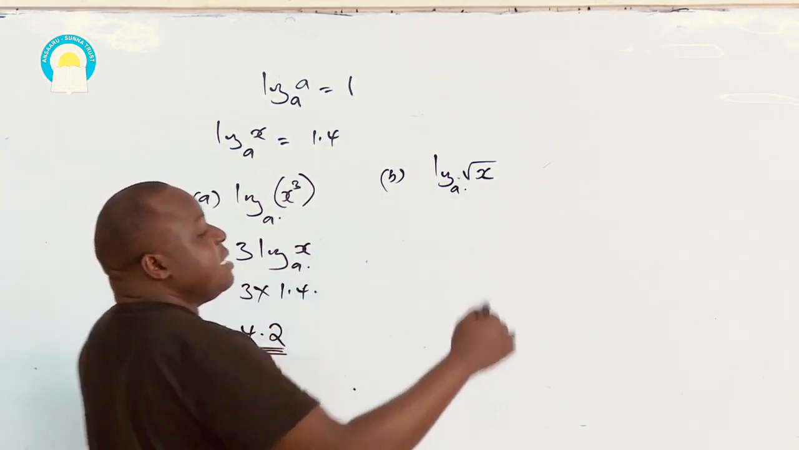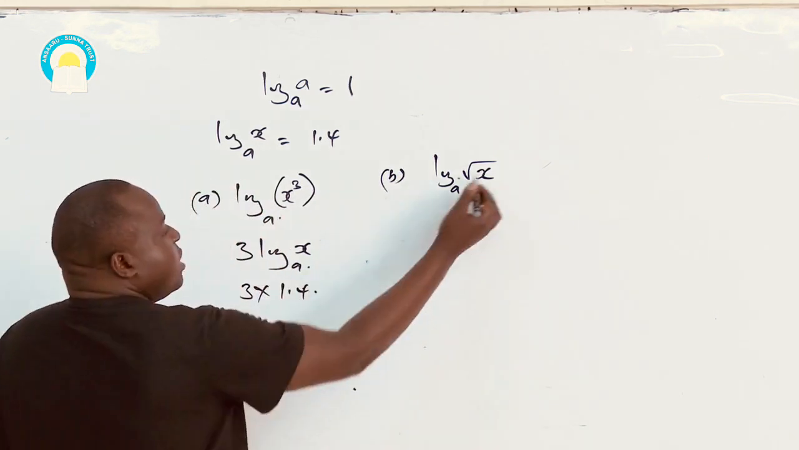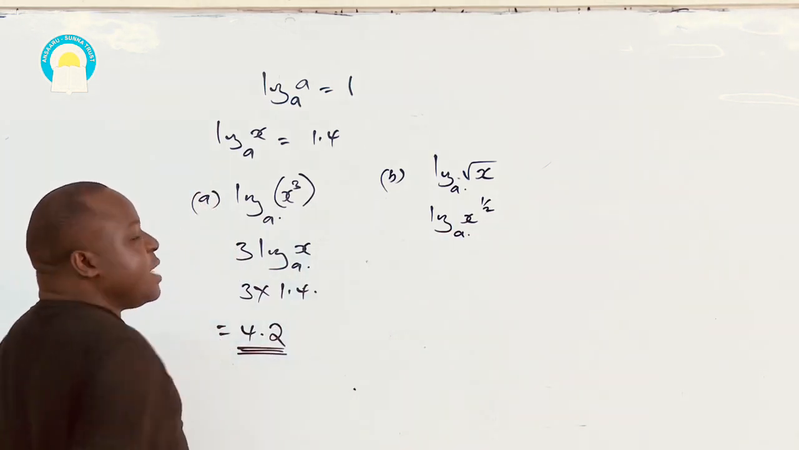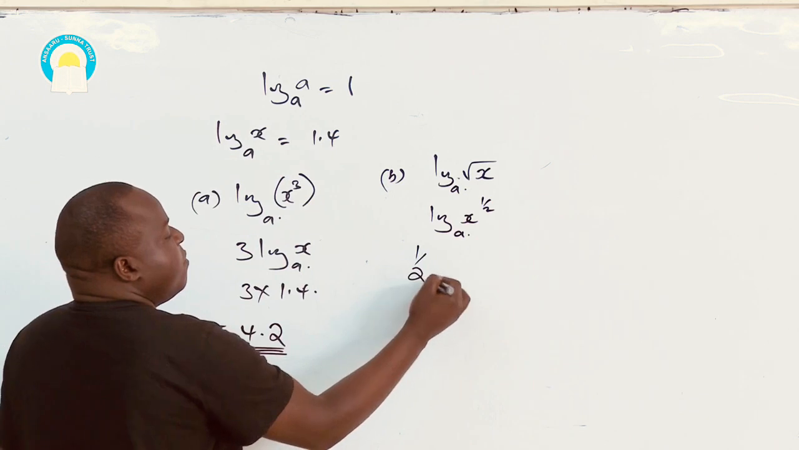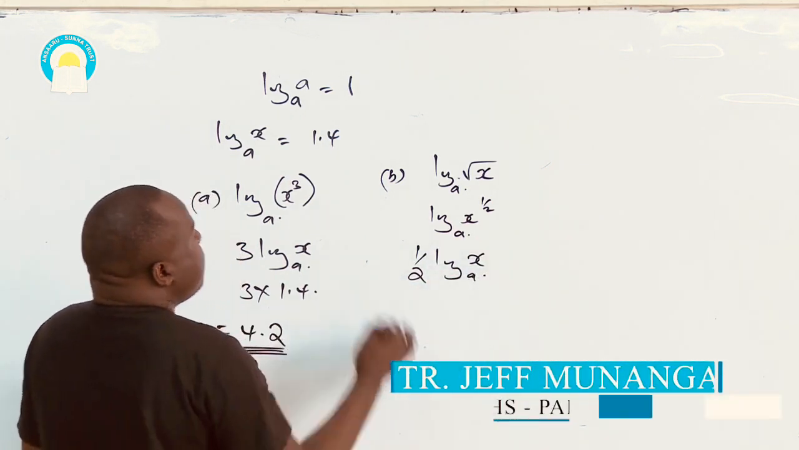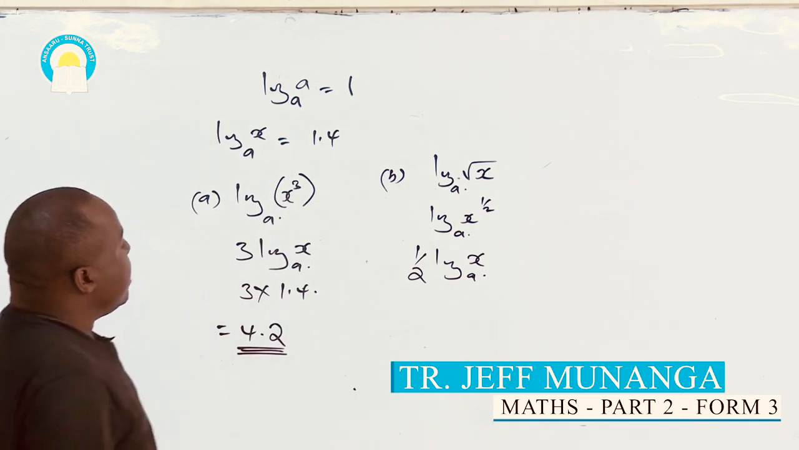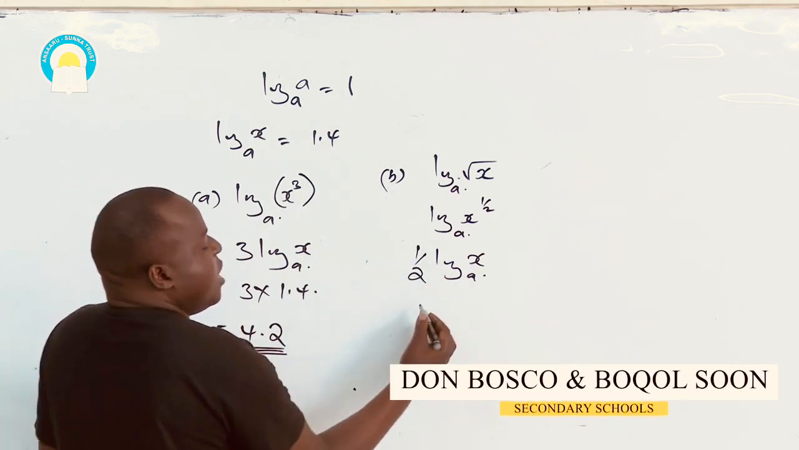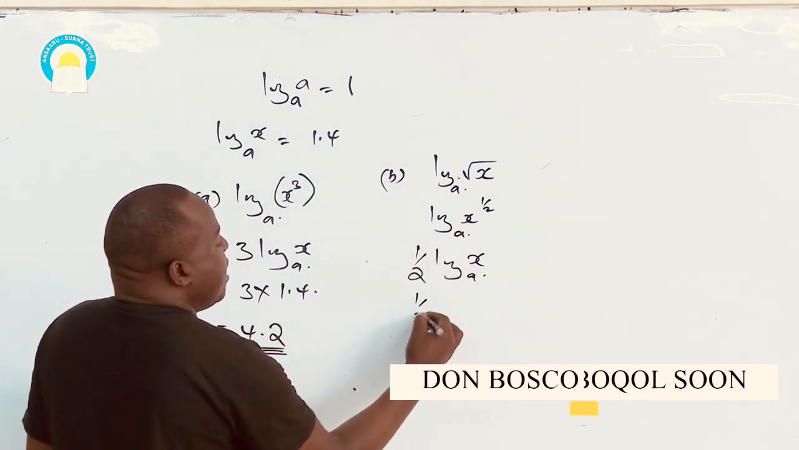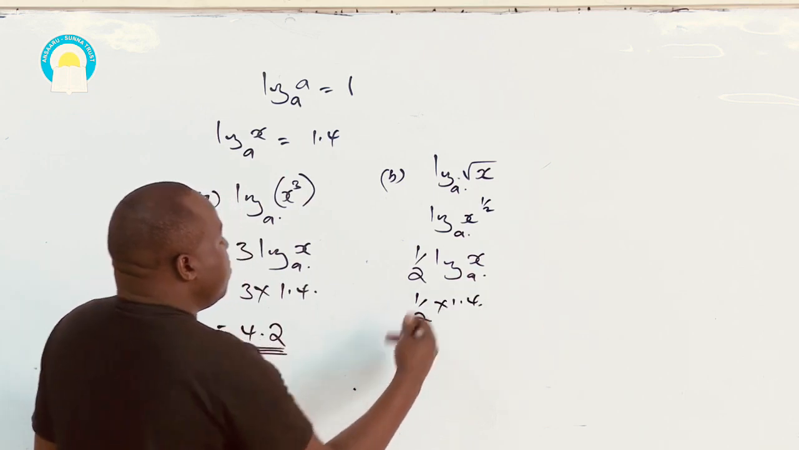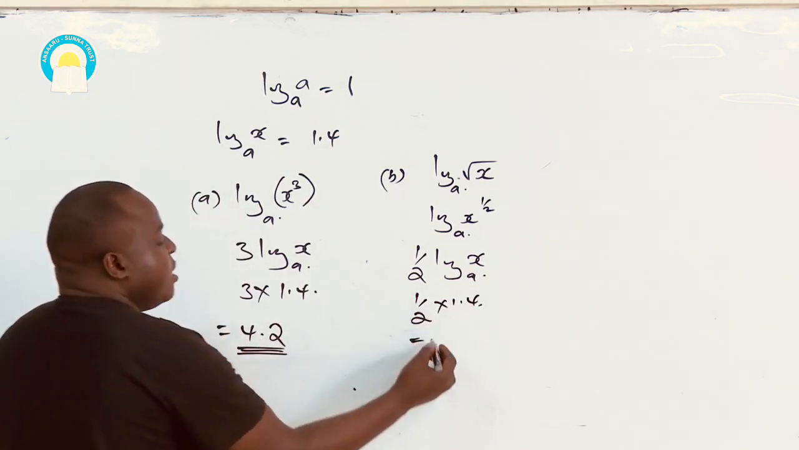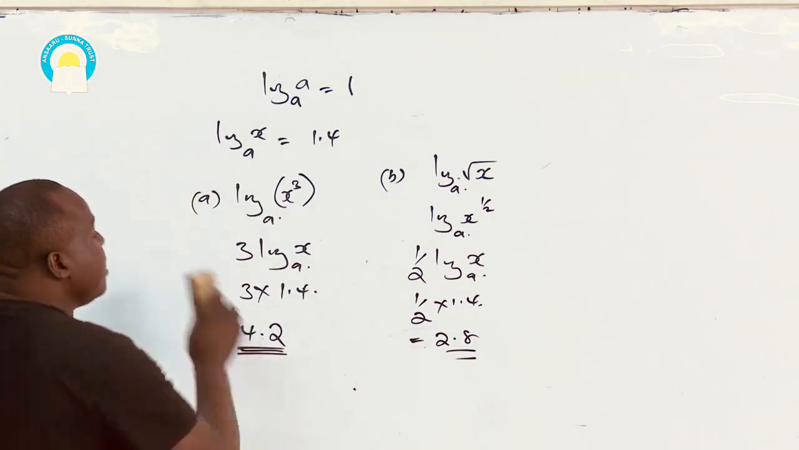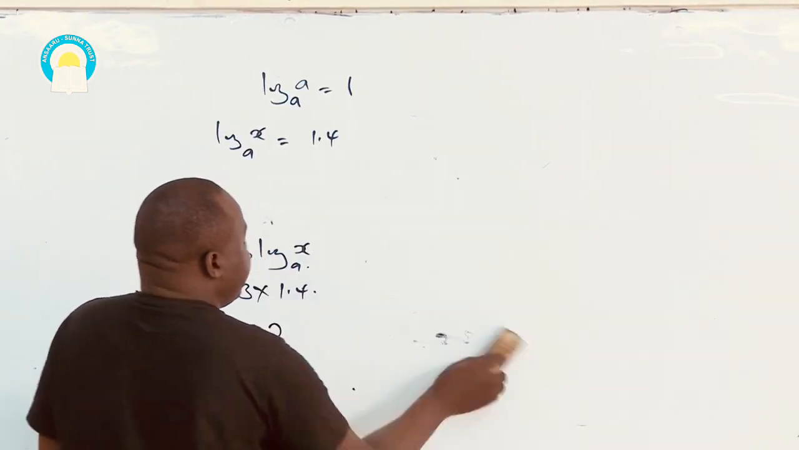The square root of a number is like that number raised to a half. So this statement is the same as x raised to a half, then base a. Using the third law, this is supposed to be written as a half log x base a. But log x base a is the same as 1.4, so it's a half times 1.4, which would give you 2.8. Okay, so that's it. That's all about simplification.